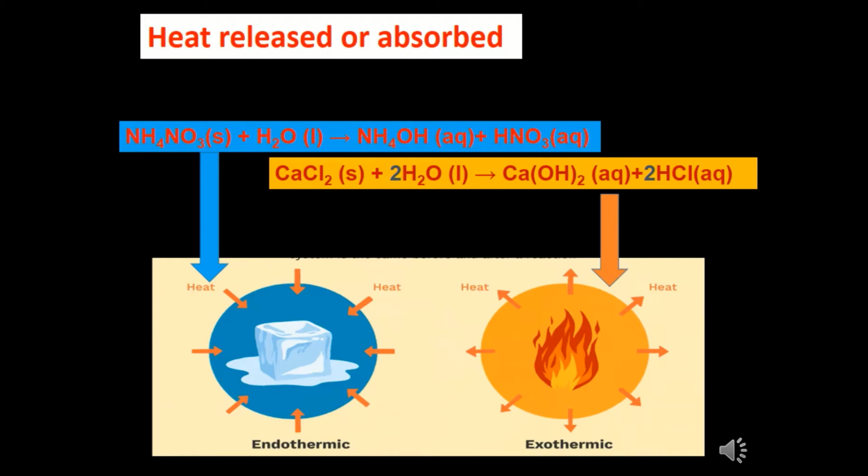What about the other one, like calcium chloride? You dissolve it in water, so it will give you calcium hydroxide aqueous plus 2HCl aqueous as well. But this reaction is exothermic because the temperature will rise. It will release heat. So we have two types of reaction, exothermic and endothermic. Endothermic means the temperature goes down, from 30 to 10, or maybe from 30 to 15 degrees Celsius, or maybe less. If the temperature rises, suppose it goes from 30 to 50 or 60, this is an exothermic reaction.